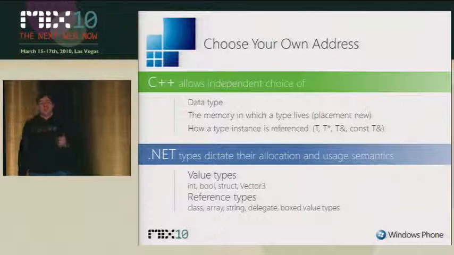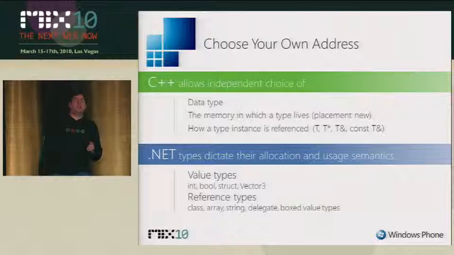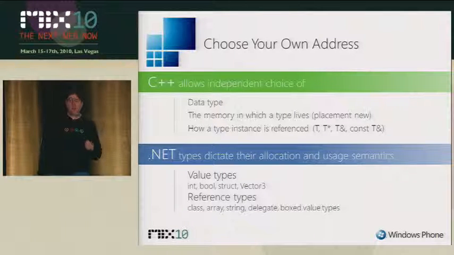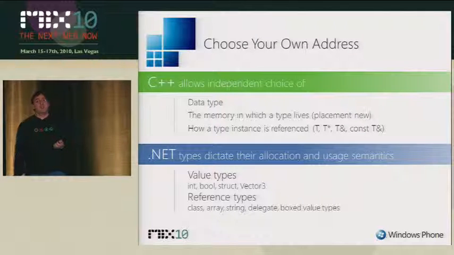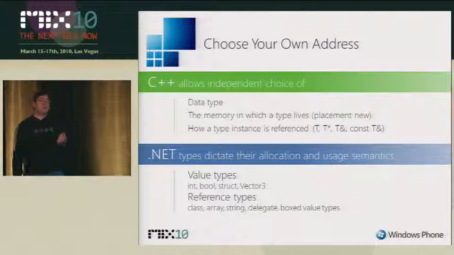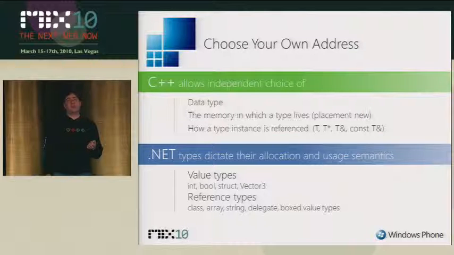.NET's not quite like that. In .NET, there are really two categories of objects. There are value types and reference types. And each of these comes with its own associated semantics for what memory it lives in and how that memory is referenced. Value types covers all the built-in primitives like integers, booleans, any structures that you create, and also built-in structures like the vector3 and matrix math classes. Reference types are anything that's a class, anything that's an array or a string or a boxed value type.